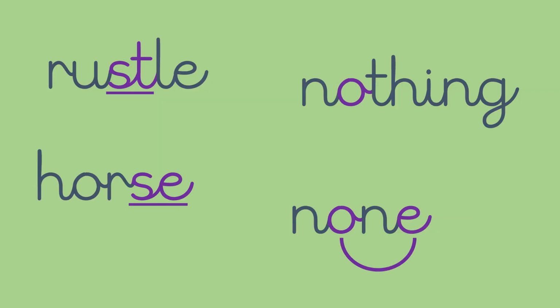Let's have a look. So, in the word rustle, it had the S and the T. Did you get that one? Well done if you did. In the word nothing, it's an O. In the word horse, the S sound at the end is the S and the E. In the word none, it is the split digraph with the O and the E.